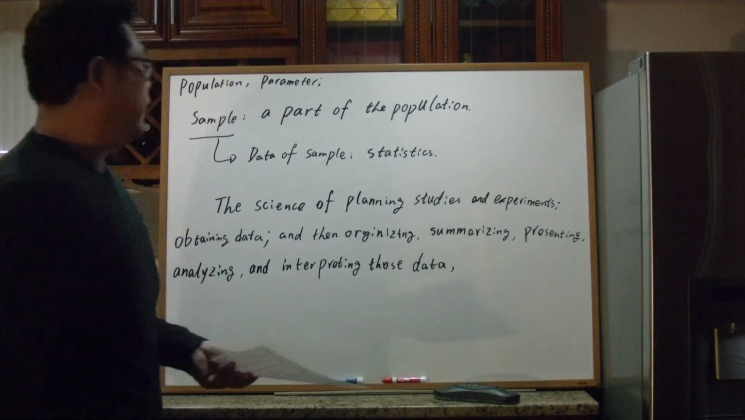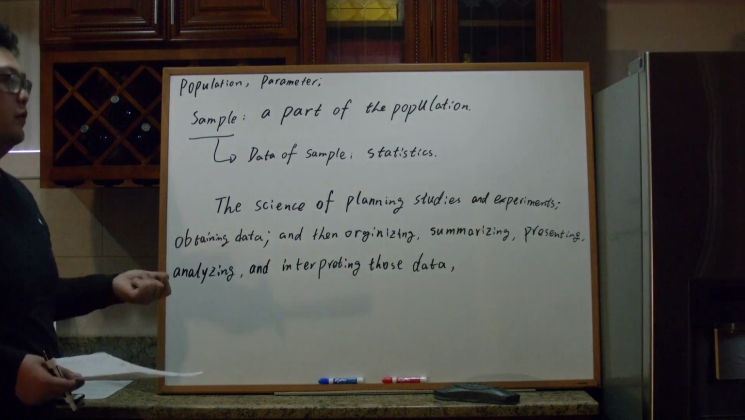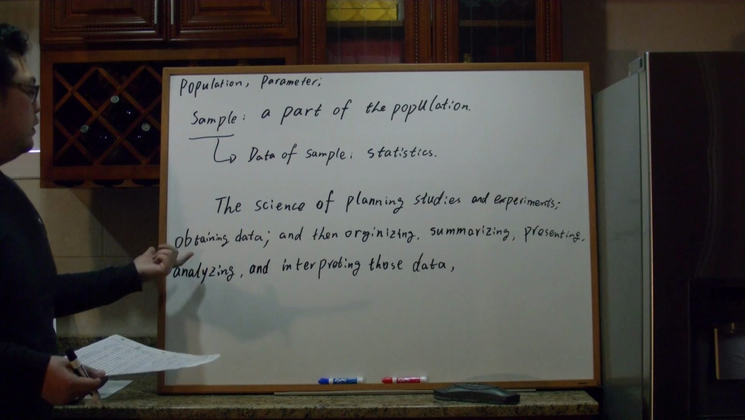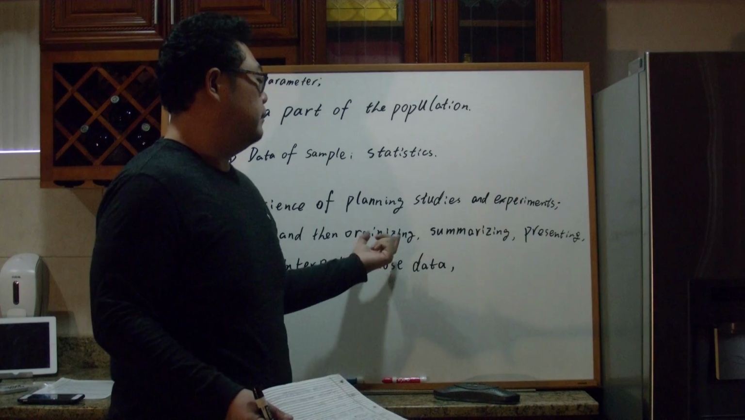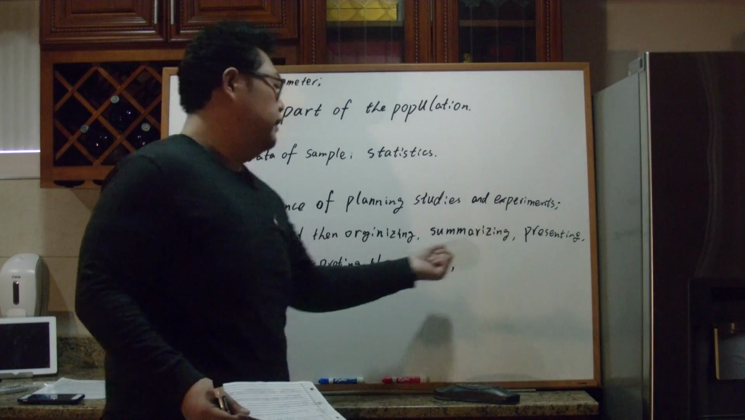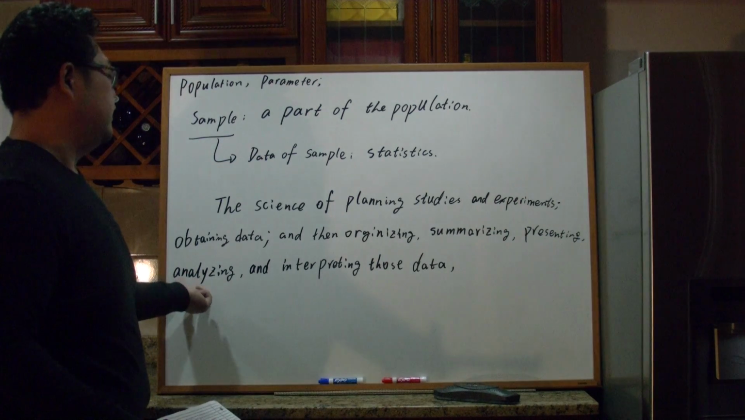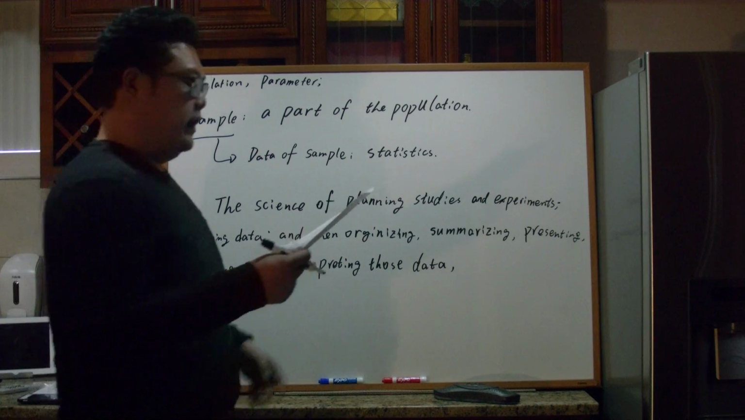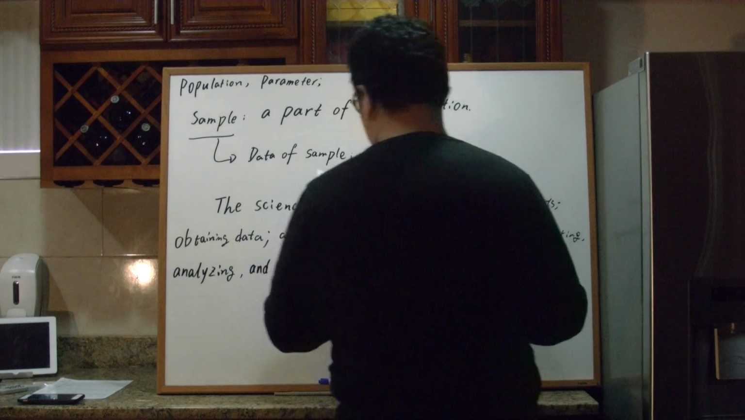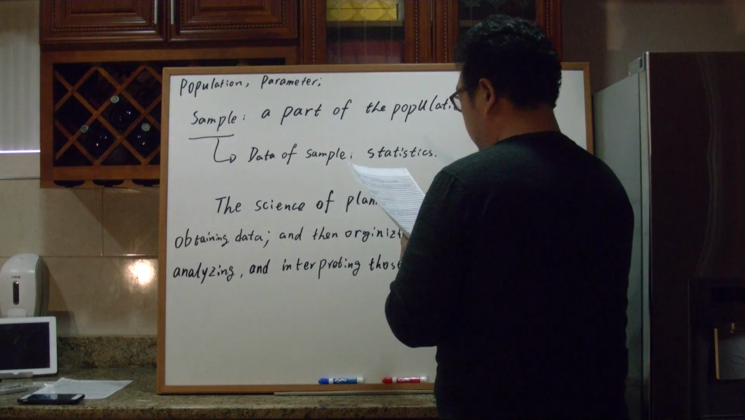right? So after we have a plan of what we're interested in, we need to collect the data, then do something like organizing them, summarizing, presenting the data, analyzing them, and interpreting those data. And finally, we draw some decisions or conclusions.